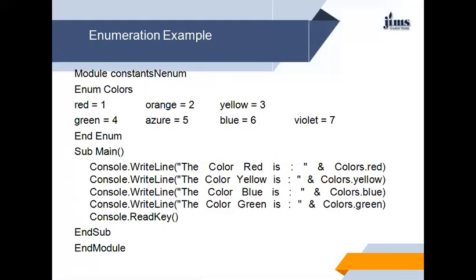Now see another example of enumeration. Here Enum Colors is declared as an enumeration. Red equals 1, orange equals 2, yellow equals 3. Like this we have given the values. Now Console.WriteLine the color red is & Colors.Red. So Colors.Red will print the value of red. Similarly it will print the value of yellow, blue, green. Okay.